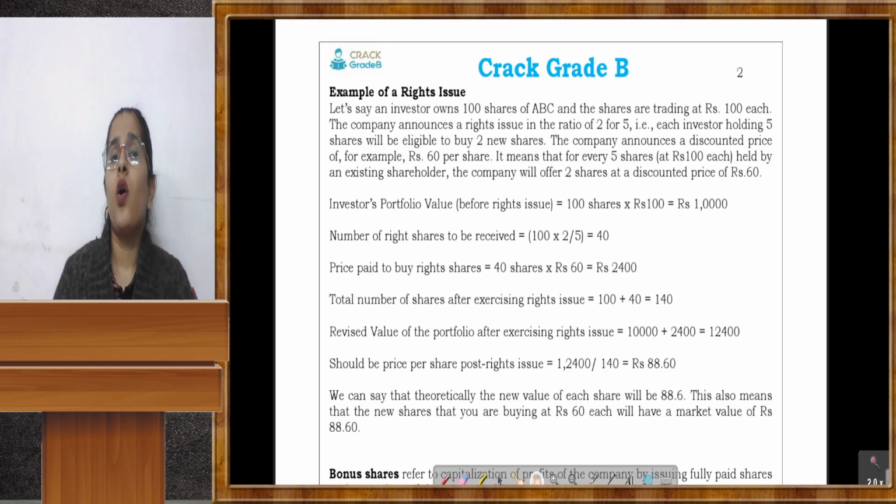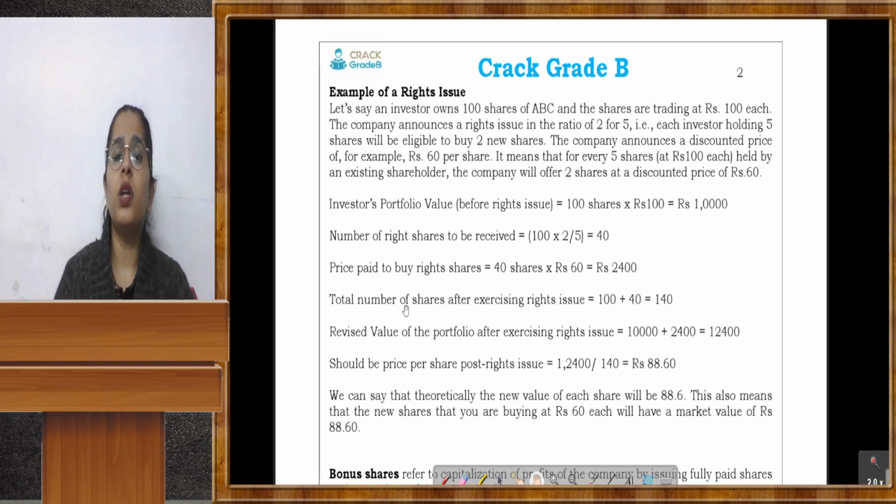It means what the investor was holding. So he had 100 shares and one share was of rupees 100. It means his investment was worth rupees 10,000. So next, the number of right shares to be received. He already has 100 shares, right? And the ratio is 2 is to 5. So it means he will get 40 shares as right issue. But to get these 40 shares, he will have to pay 60 rupees for each share. That comes out to 2400.